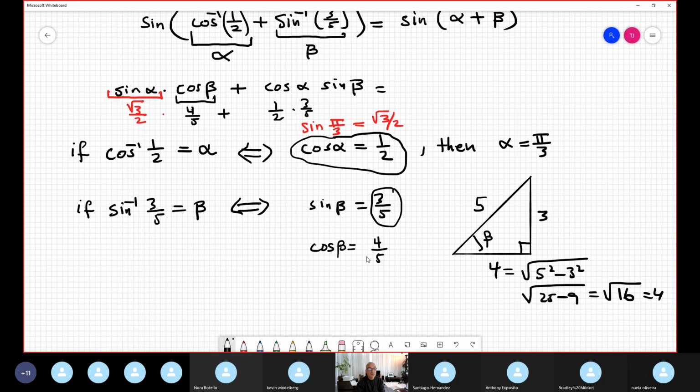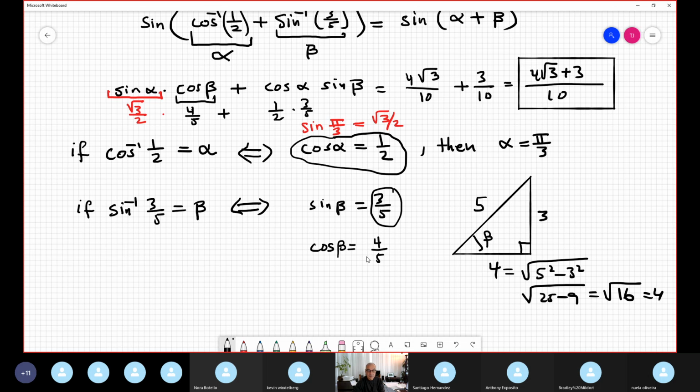Now multiplication. This is 4 radical 3 over 10, so 2 times 5 is 10, 4 times radical 3. And this is plus 3 over 10. Okay, 1 times 3 is 3, 2 times 5 is 10. So you have the same denominator. Nice, I like that. The answer is 4 radical 3 plus 3, over 10. End of the story. Final answer. Do you understand or no?